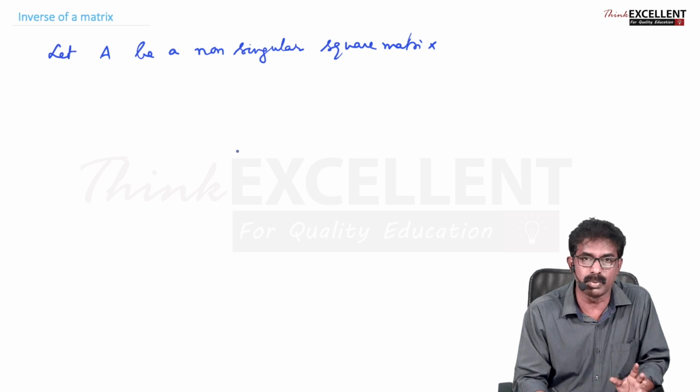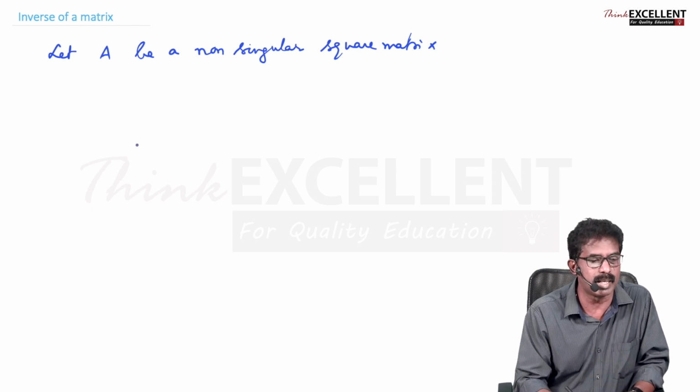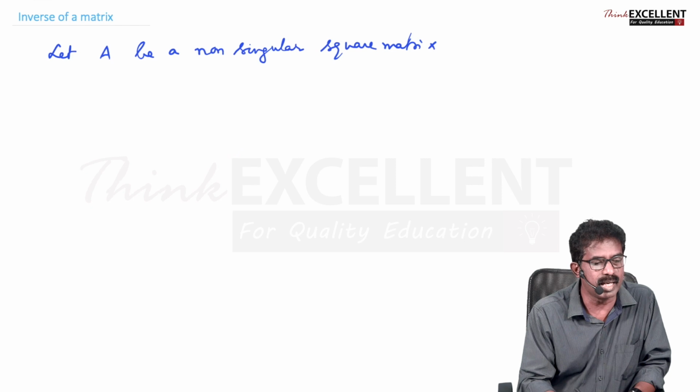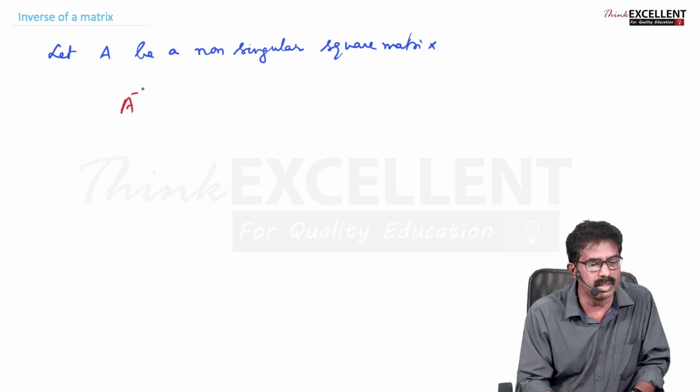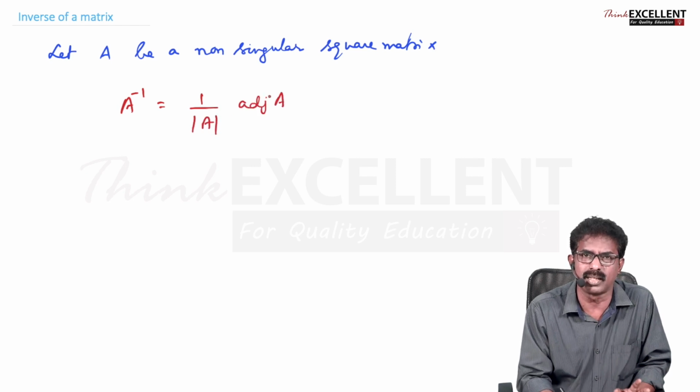Okay, so every word is important. Non-singular, it must be a square matrix. Then the inverse of A, we denote it as A inverse. You read it as what? A inverse. The formula is 1 by determinant A into adjoint A. So nothing new to learn, right?